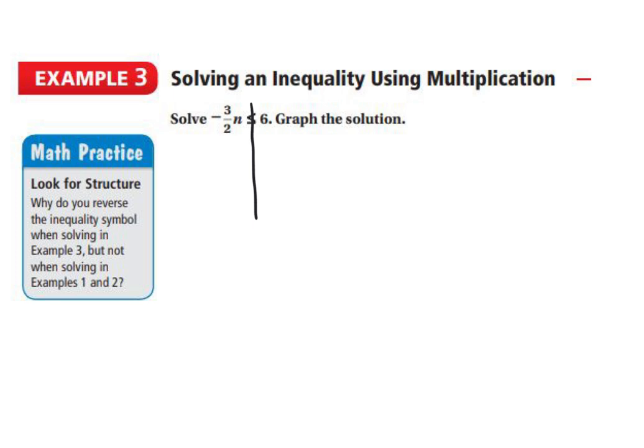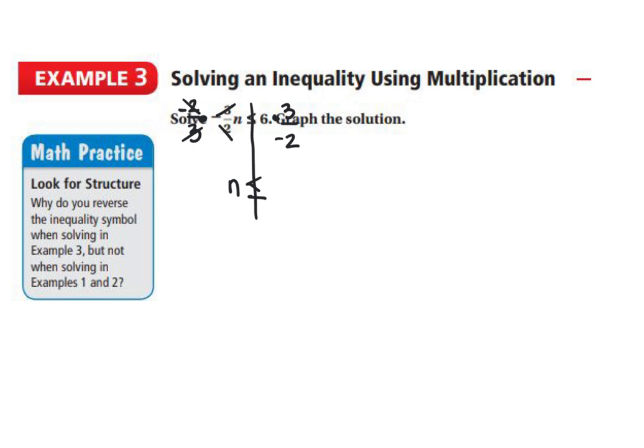For this example 3, we are going to multiply by the reciprocal, which is negative 2/3. And we're going to multiply negative 6 times negative 2/3. On the left side, 3 and 3 cross cancel, 2 and 2 cross cancel, and a negative times a negative is a positive. So all you're left with is n is less than or equal to.